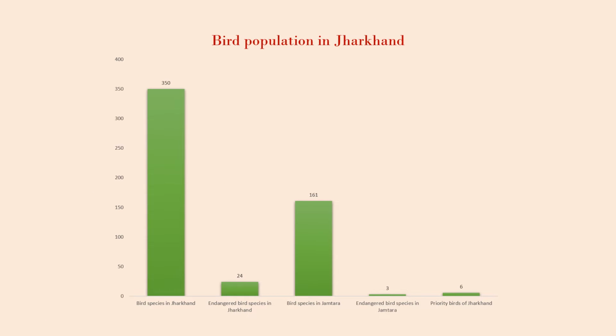So we actually did a study in Jamtara Forest Division, Jharkhand, where we saw all these interactions, and a summary of the study is that we found the bird population in Jharkhand, and actually in Jharkhand there are 350 bird species, and out of them endangered are 24, and 161 bird species are found in a small district Jamtara, and the endangered bird species are only three, and priority birds which need attention are six.